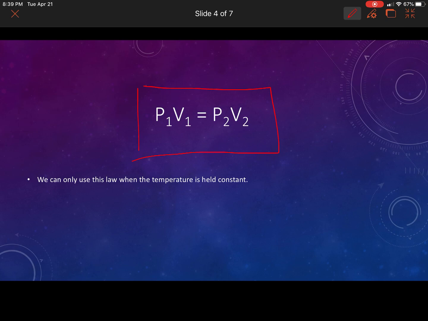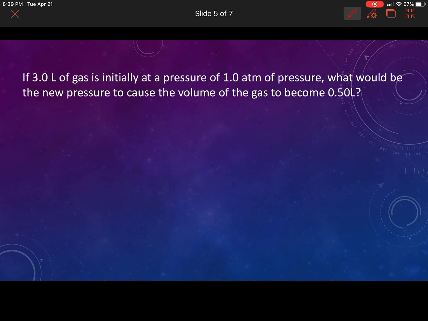Now you'll notice that we've got 2 different situations here. We've got our initial conditions on this side, this is the 1s, and then our secondary conditions on the other side, those are the 2s. Now, temperature is missing from this equation. So what that means is that we can only use this law when the temperature is held constant. If the temperature is going to be changing, you can't actually use this law. So you can only use Boyle's law when temperature is constant.